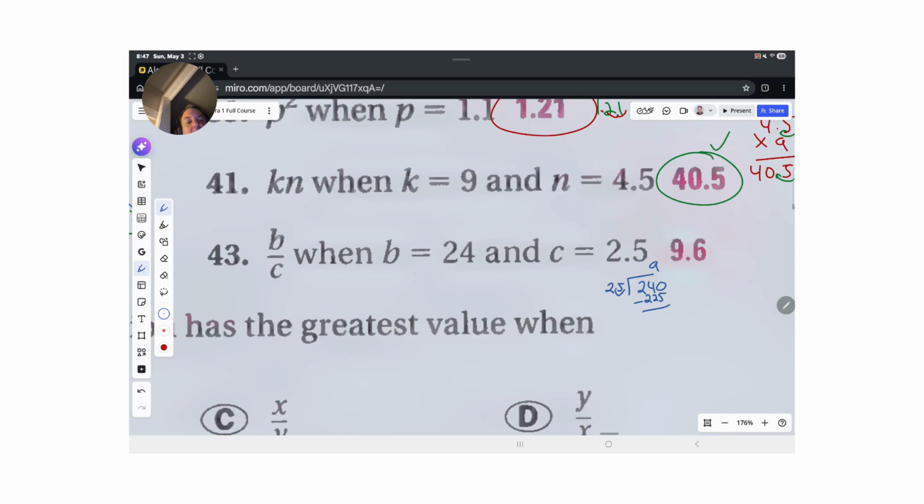240 minus 225. Let's go ahead and borrow a 10. That will take us to 5 and 1. 25 will not go into 15, but it will go into 150, so go ahead and add our decimal place here. 25 times 6, or 6 quarters, would be $1.50, right? 25 times 6, 9.6 is correct.